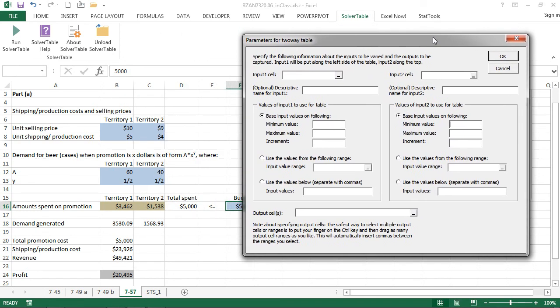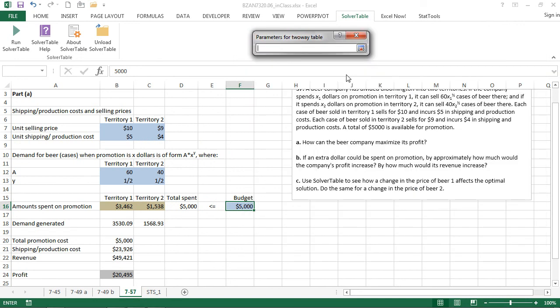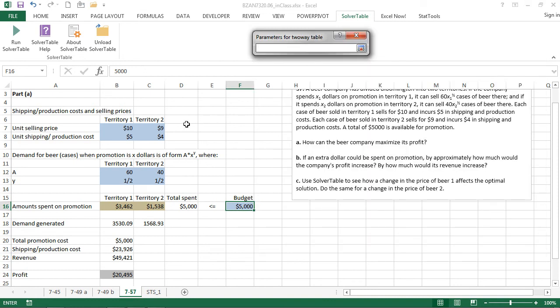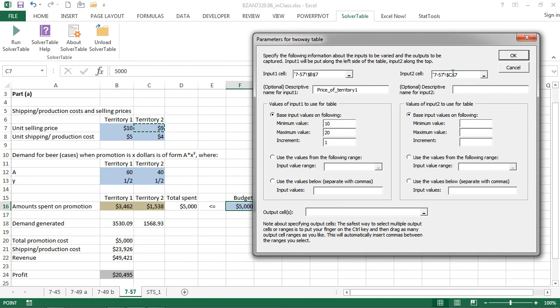And what you basically get is parallel dialogues. So the input cell for one would be the selling price of beer number one. So price of, well, it's territory one. And let's use 10 as the minimum, go up to 20 in increments of one. And for input cell two, let's use the price in territory two. And here, let's go from 9 to 19 in increments of one.